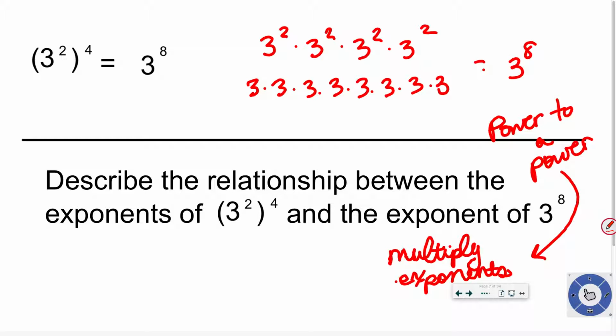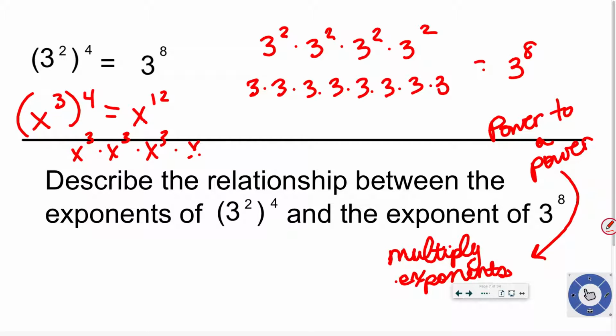So 3 squared to the 4th is the same as 3 to the 8th because 2 times 4 is 8. If you had another example, like x to the 3rd raised to the 4th power, that's really the same as x to the 12th, because I have x to the 3rd times x to the 3rd times x to the 3rd times x to the 3rd. And if you wanted to break it out, at this point you could even go back to the product property. 3 plus 3 plus 3 plus 3 does give you 12. So those properties are very related.